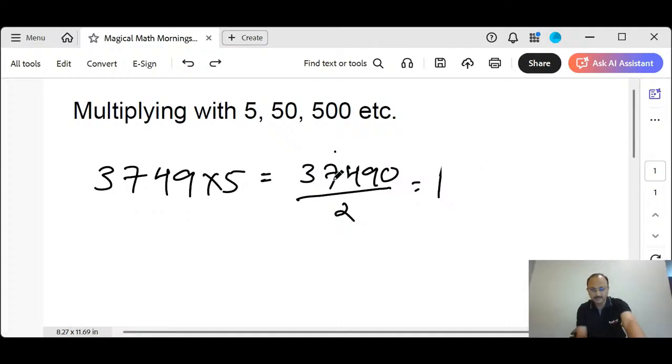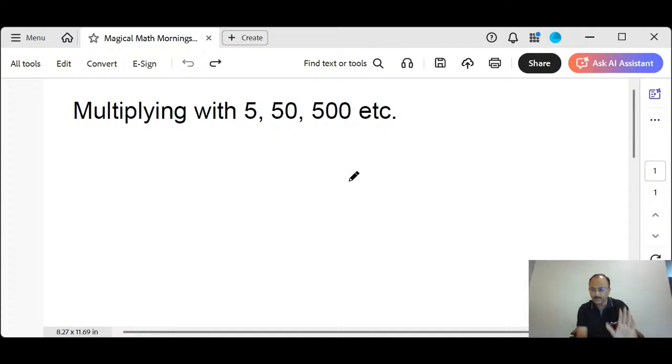Let's take some big number. Any number, instead of multiplying by 5, what do we do? We start dividing that one by 2. And the last digit, what do we do? If there is a carry over, we'll write 5. If there is no carry over, we'll write 0. The only options are between 0 and 5.